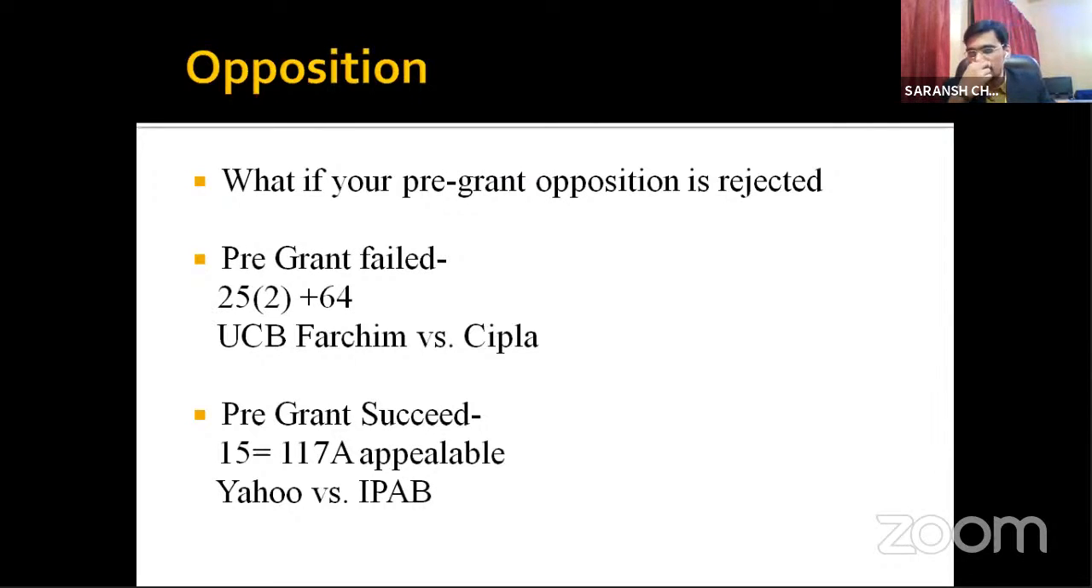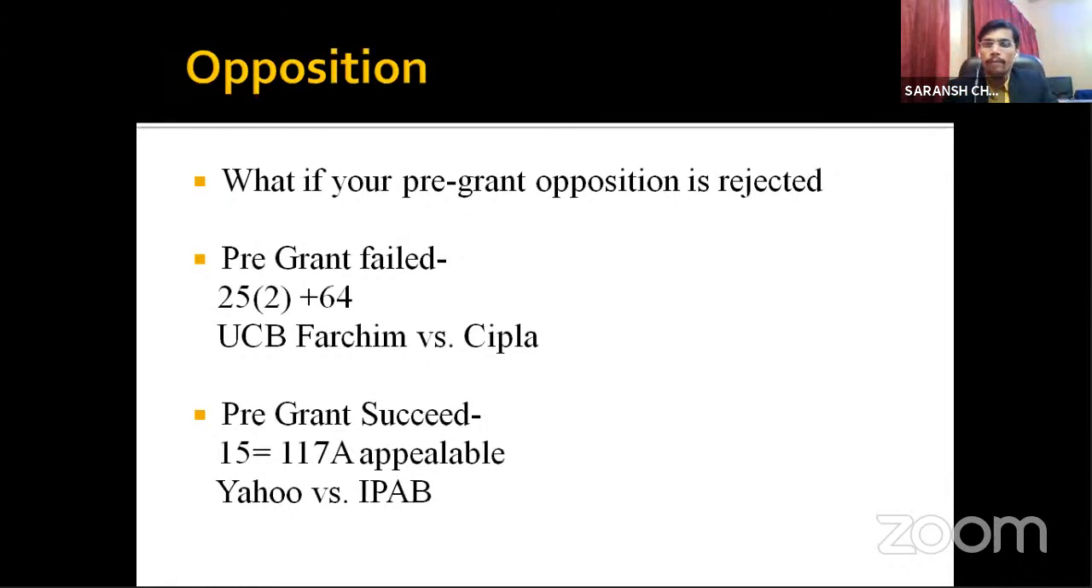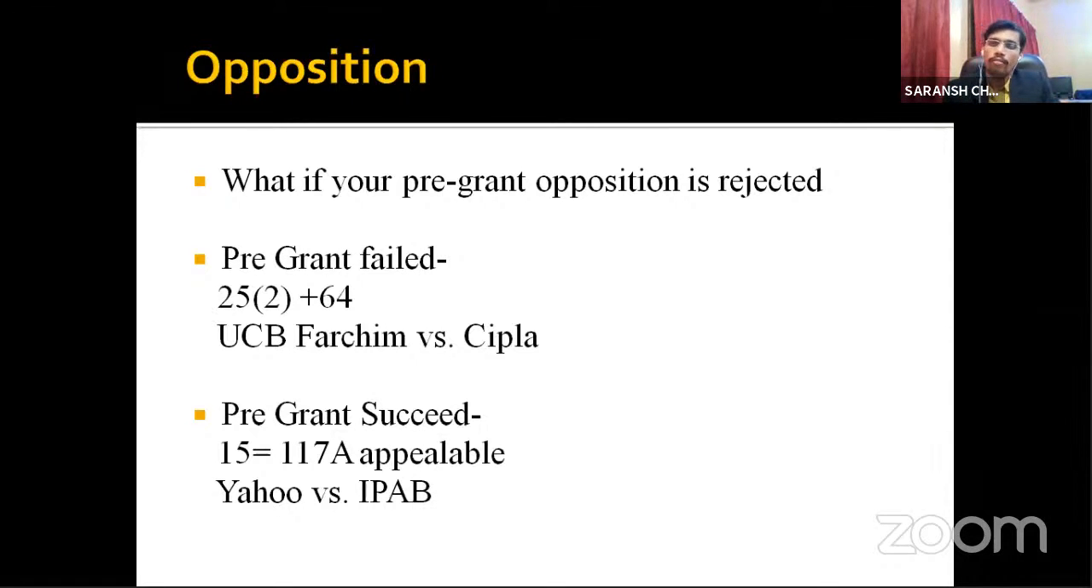And section 64 is revocation of patent. In this, you can just file the revocation of patent. Revocation of patent can be filed within the time frame of the grant of patent. It means within 20 years, you can file the revocation of patent at any point of time you feel, right? So this is revocation of patent, and section 25 clause 2 is the remedy for a post-grant if pre-grant failed, right?